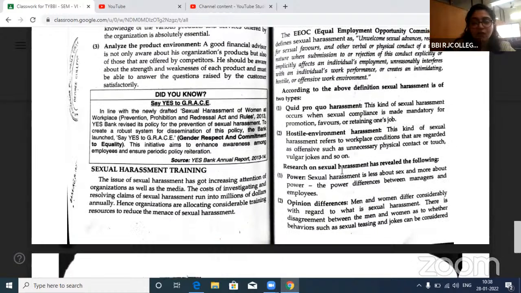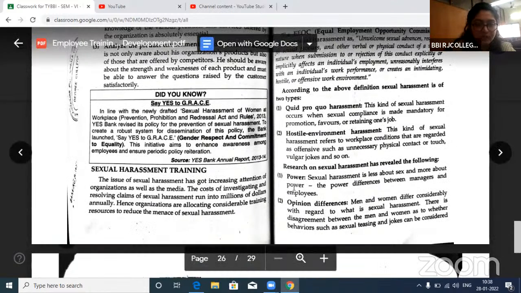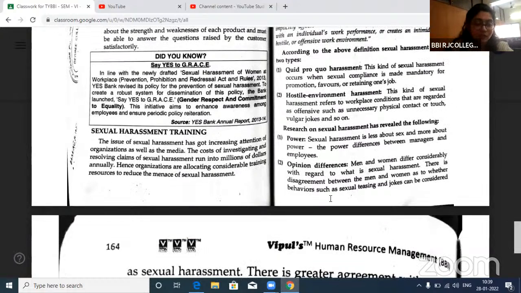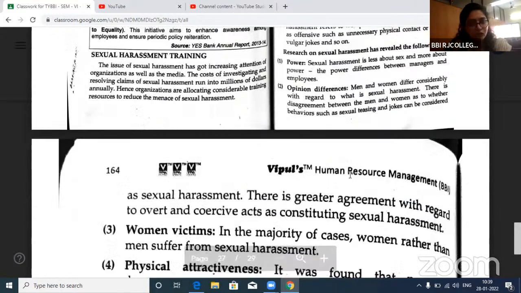Okay, research on sexual harassment has revealed the following. See, why does such sexual harassment take place in certain working conditions? Because of power. Somebody has power and therefore they are sexually harassing employees, especially women employees. Next is opinion difference. I say especially women employees because it happens with male employees too, if there is a female at some post. But the chances of the second case are very less.